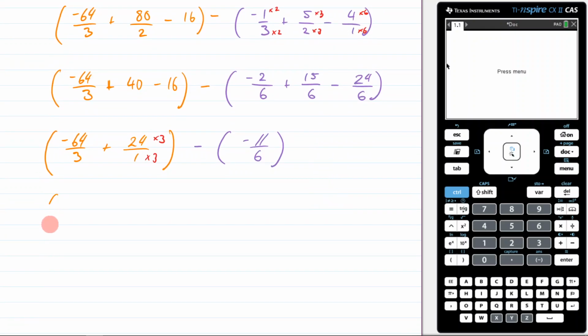All right, then we're here. This is now negative 64 on 3. 24 times 3 is 72. And that will be 72 on 3. And then on this side now, those two negatives are going to make a positive, right?